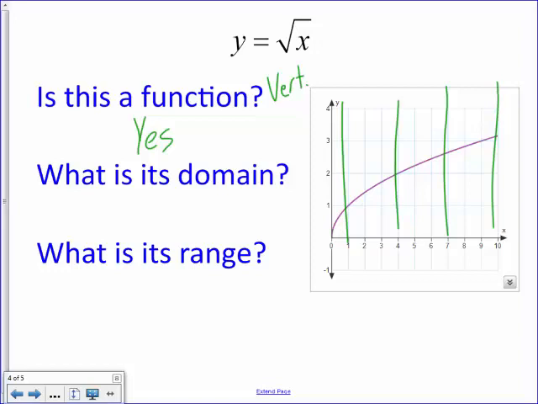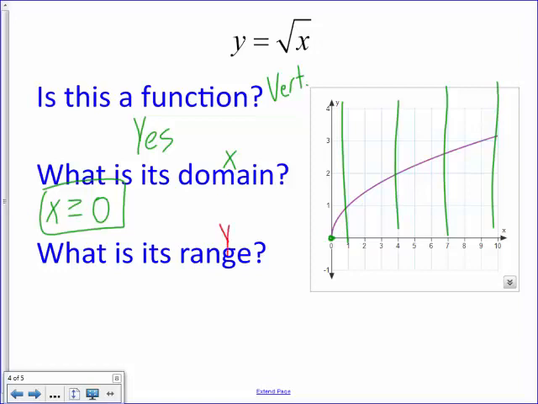What is its domain? Well, domain, remember, are your x values. So our x values start at 0, and then do they go on forever, or do they stop at some point in time? Yeah, they go on forever. So basically, all of our x values are greater than 0. And technically, they're greater than or equal to 0 because they could be 0 as well. So that's the domain. X values are all greater than or equal to 0 for my parent function.